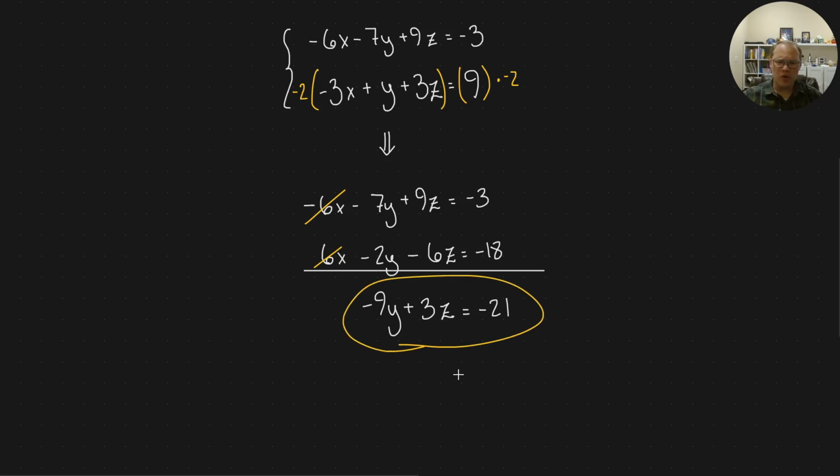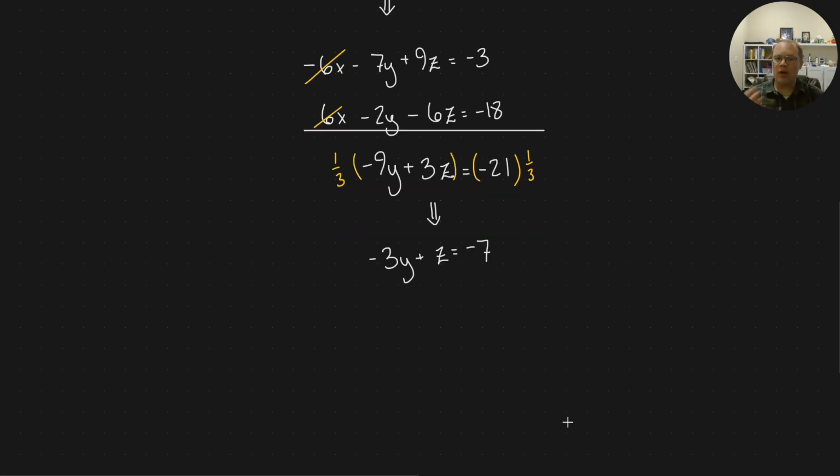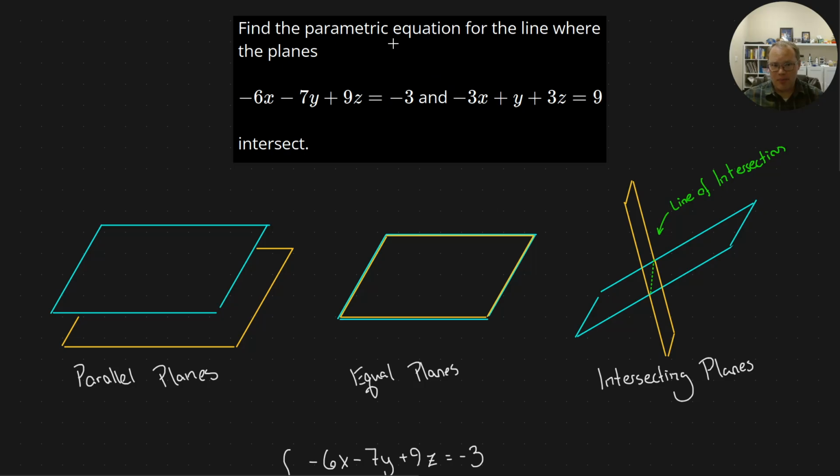Before I use this, though, I do notice I could simplify this equation a little bit. Always a good idea to see if you can do that. In this case, I could divide everything by 3. So if I multiply both sides by 1/3, then I get -3y plus z equals -7. Again, smaller numbers, easier to work with, so get them when you can. Okay? Now, it's asking for the parametric equation for the line.